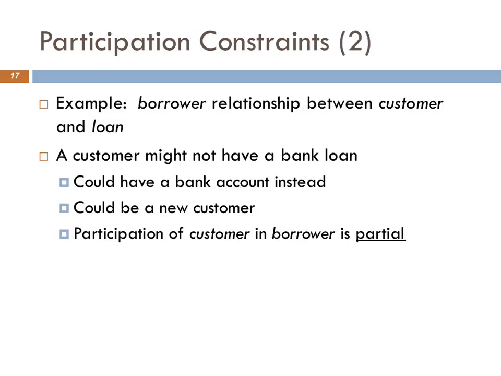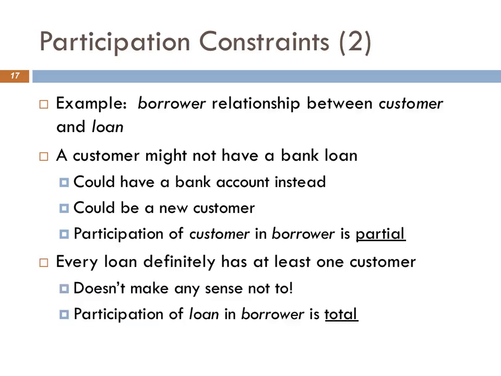We already talked about that. A customer may not have a bank loan. They may have an account, they may have a CD, they may have a mortgage. There are a lot of different kinds of interactions with banks, and so we say that the participation is partial, but every loan must have at least one customer associated with it. So we say that loan's participation is total.